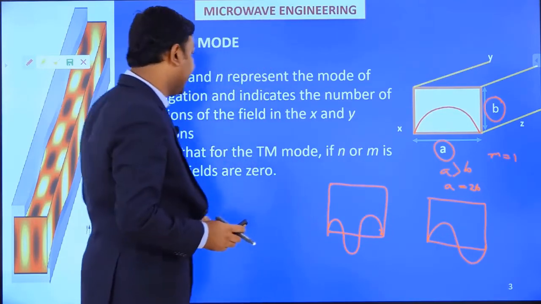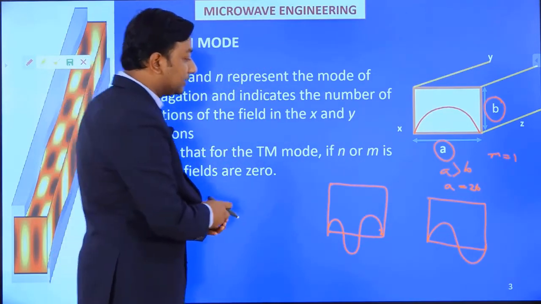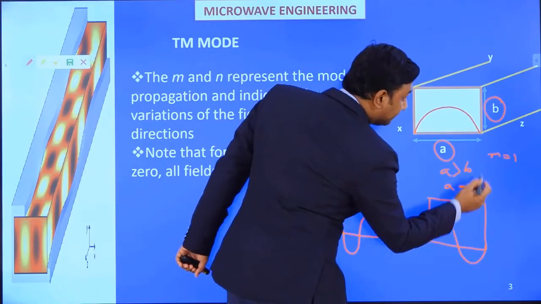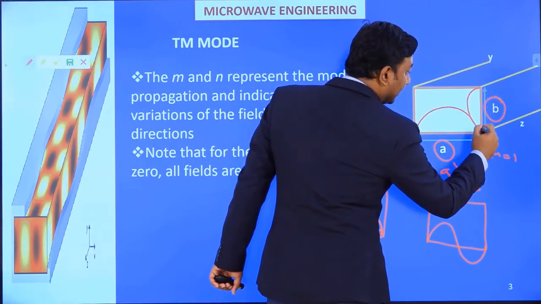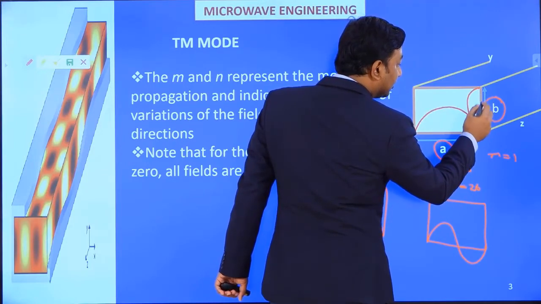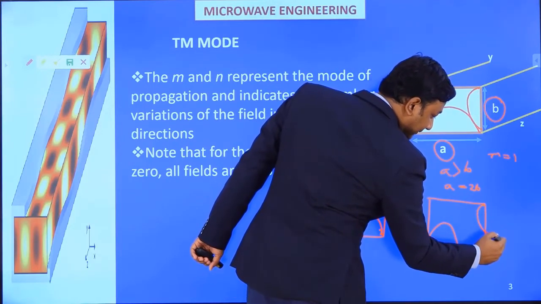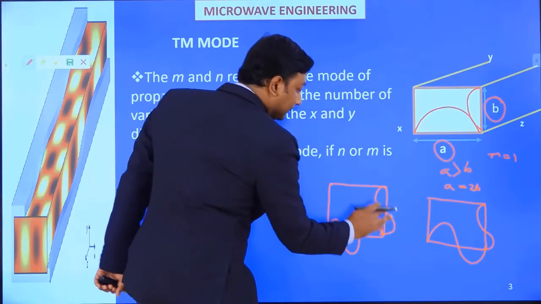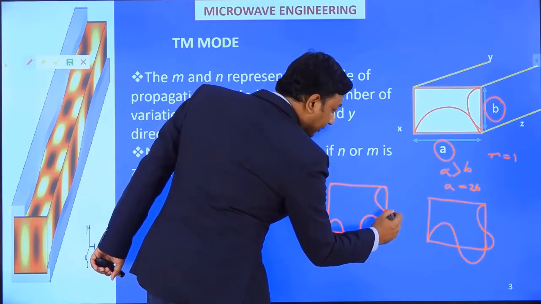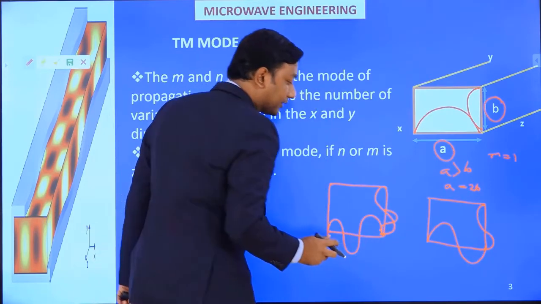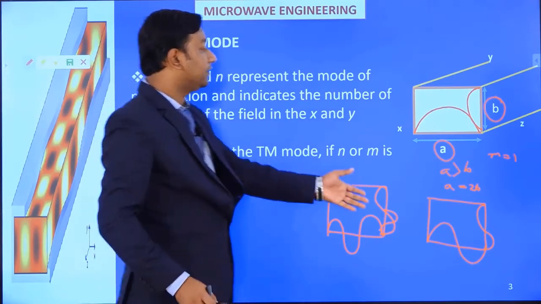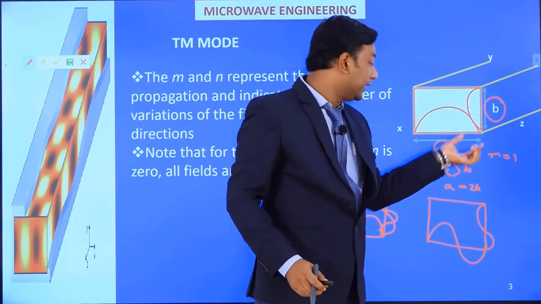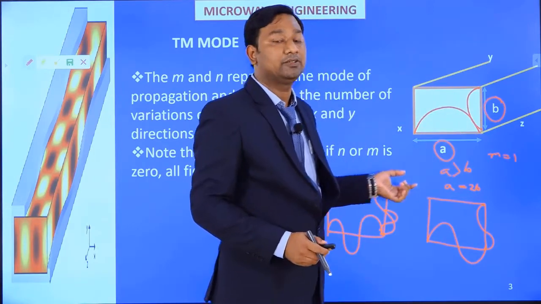Now coming to N, N means the number of half wavelength variations in the Y direction. If N equals 1, there will be one half wavelength variation. If N equals 2, there will be 2, and if N equals 3, there will be 3 half wavelength variations. That is the meaning of half wavelength variation for M equal to 1, M equal to 2 and M equal to 3.